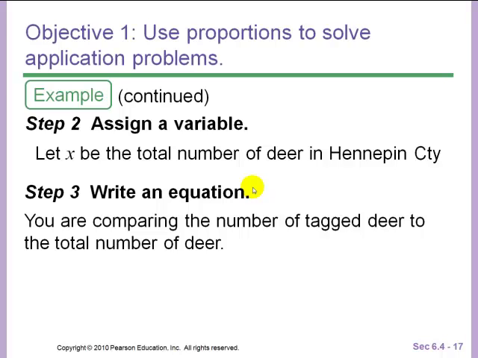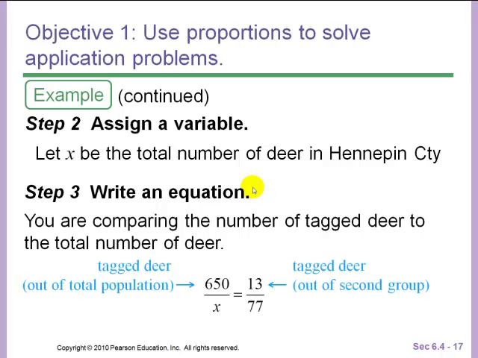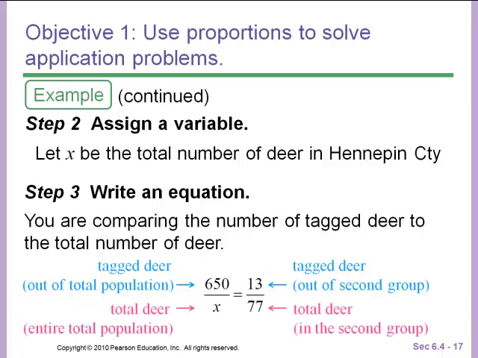Our proportion, we are comparing the number of tagged deer to the total number of deer. Our first numerator in this case will be the tagged deer. On the left, it's the tagged deer out of the total population, because we captured 650 out of the total population and tagged them. On the right side, we have the 13 tagged deer out of that second smaller group. Out of these, the total is in the denominator, so the entire population, the total, is unknown. In that second group, the total population was 77.